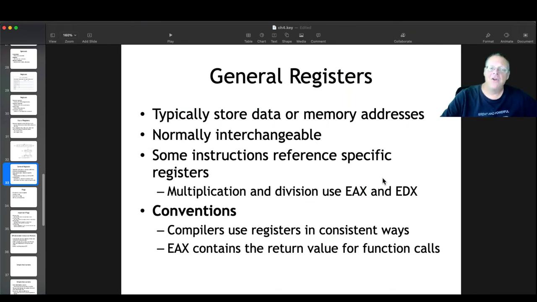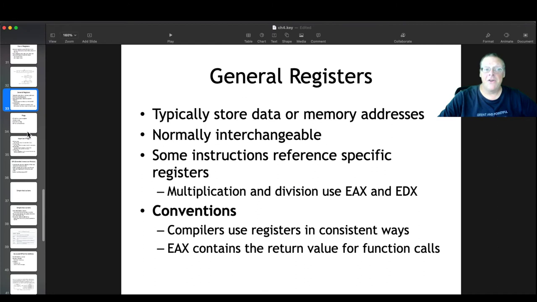All right, so general registers could be used for anything. They just store whatever data you're working on. If you want to do multiplication and division, they use EAX and EDX in a special way, but most of the time, they're interchangeable. One thing that is a tradition is that EAX will contain the return value for a function call. In C, every time you return from something, there's a value, and it's true of most other languages too. And you put that in EAX.